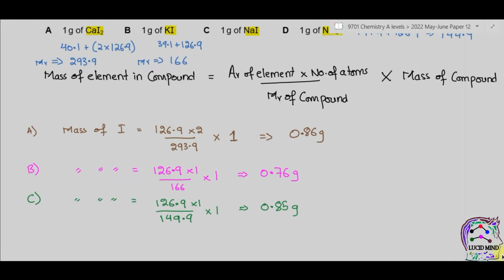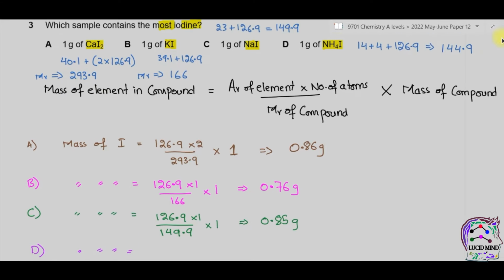Now let's do it for the last one. We have ammonium iodide. So 126.9, we have 1 iodine, divided by the molecular mass, which is 144.9, into 1. So it will be equal to 0.87 grams. Now out of these four, we can see that the highest mass is from part D. So therefore the answer is 1 gram of ammonium iodide.